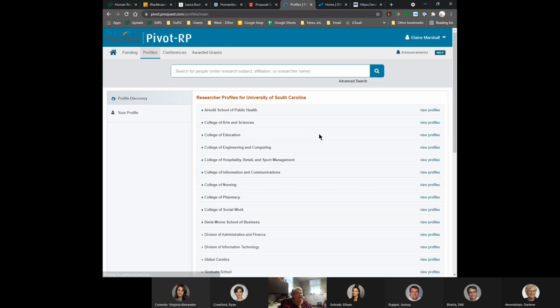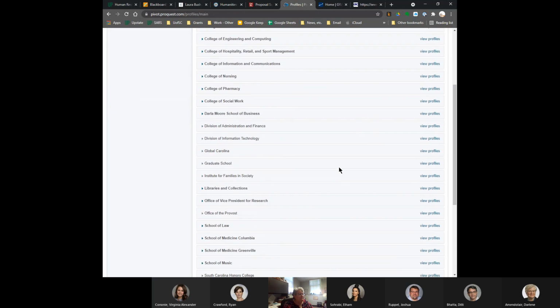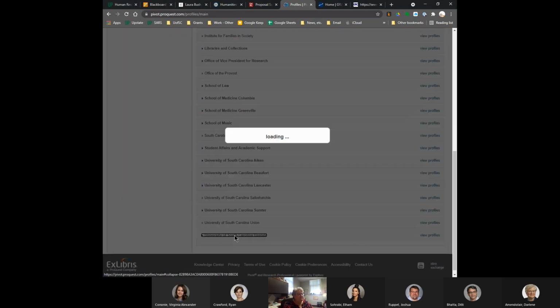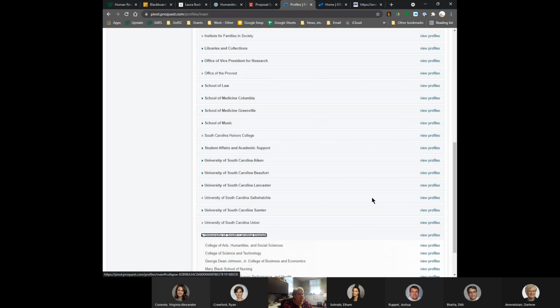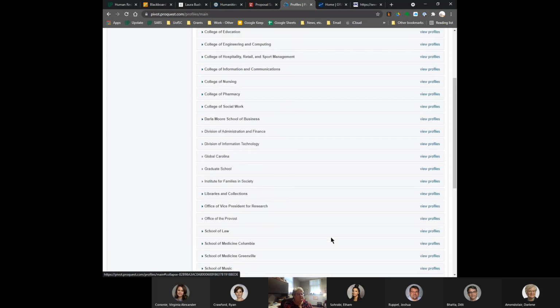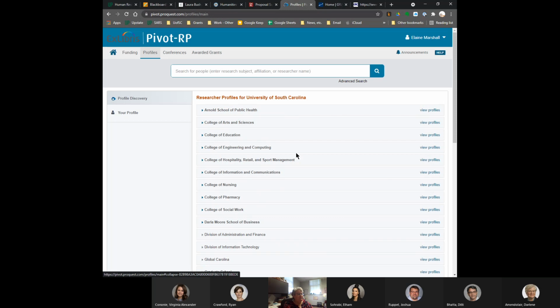Then the other thing is the profiles, and this is where you can see everybody from within the University of South Carolina. If you scroll down, here's everybody at Upstate. And then you can go within each of our schools to see more information. So hopefully there is a lot of good, useful information there. Does anybody have other questions about Pivot? Anything they specifically want me to show on it?